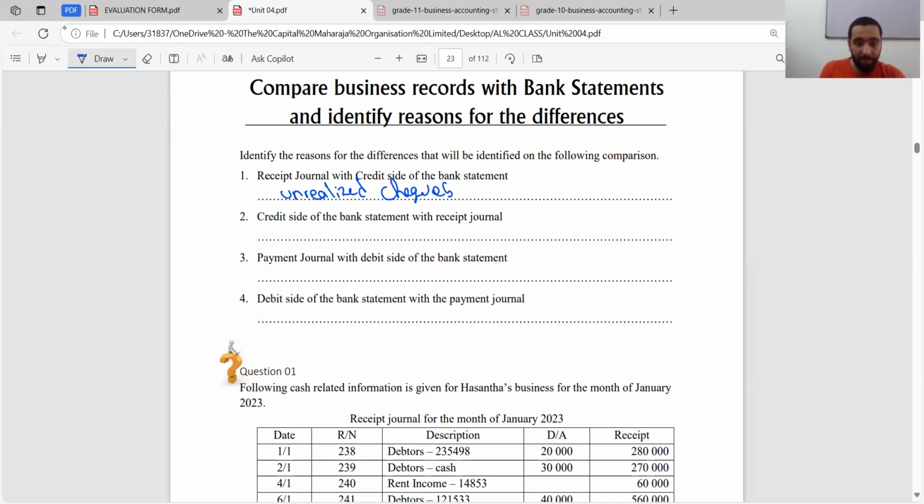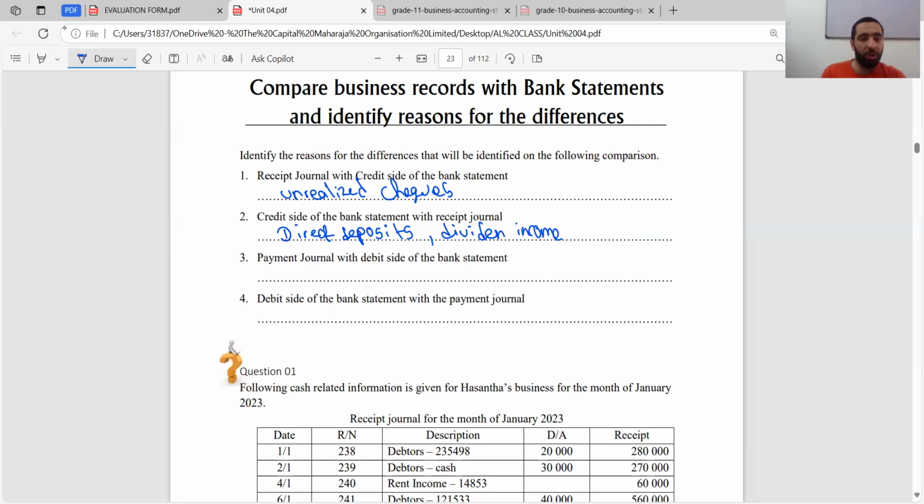And then the next one, credit side of the bank statement with receipt journal. Make sure you write here direct deposits, dividend income. So just make sure you're writing it. After that, I will explain during the question how to get this, right?